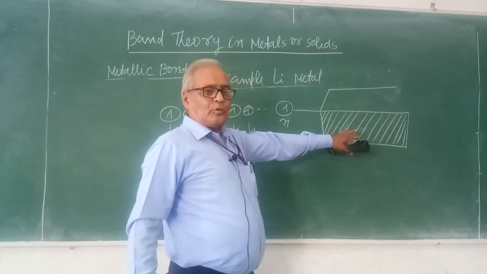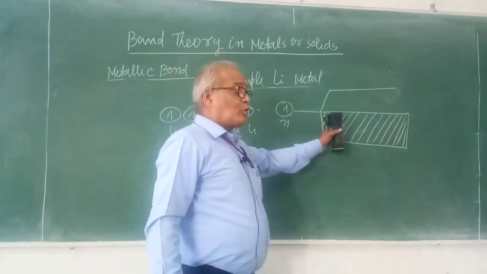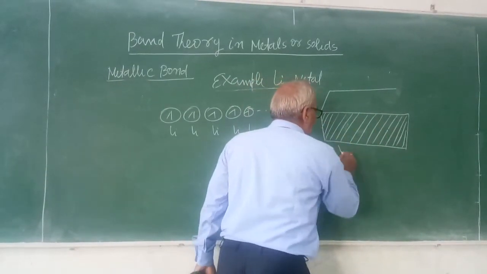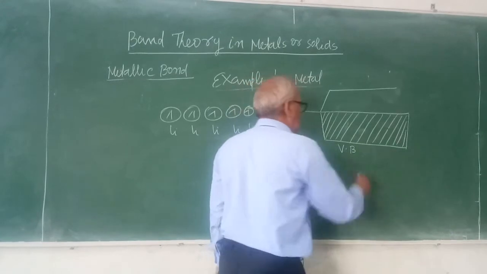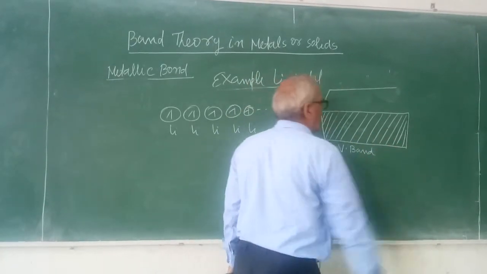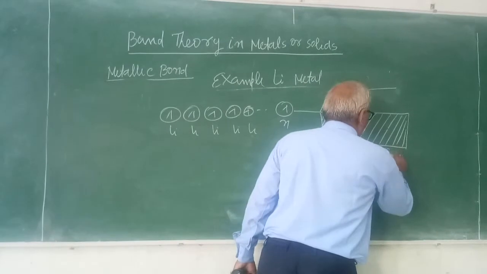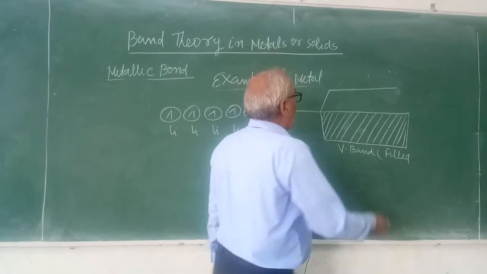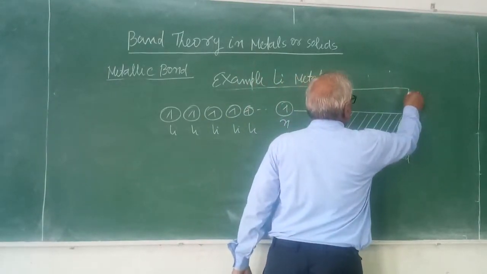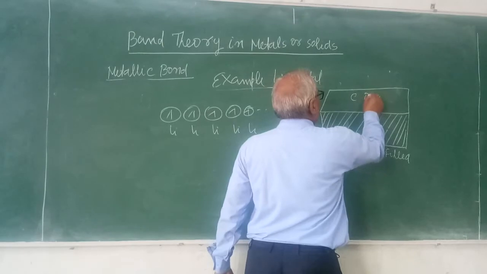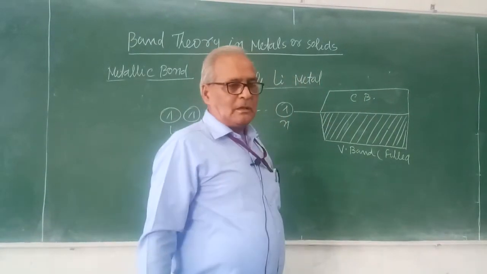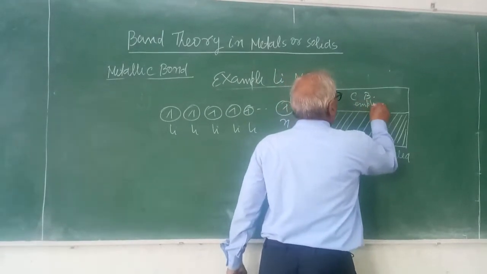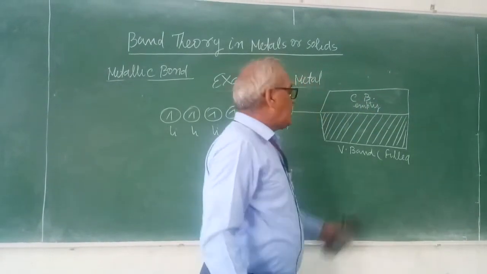Molecular orbitals which are filled are closely spaced and form a band. This band is known as the valency band, and it is filled. But what about this band? This is the conduction band. So the conduction band is empty, and this one is filled.